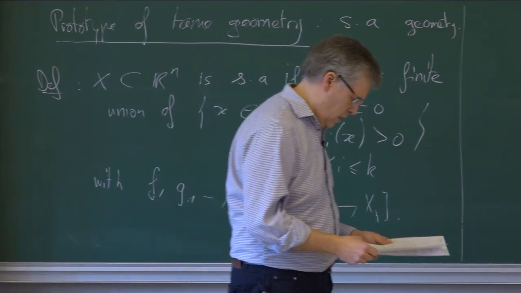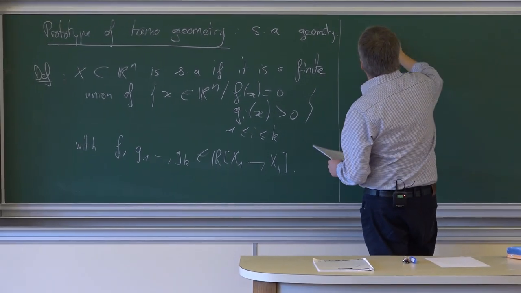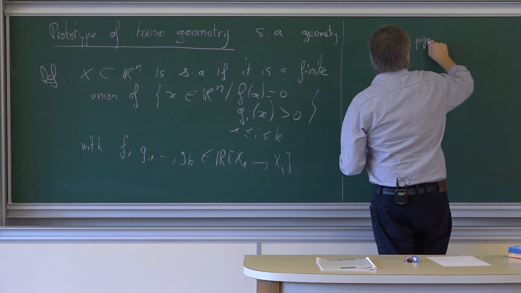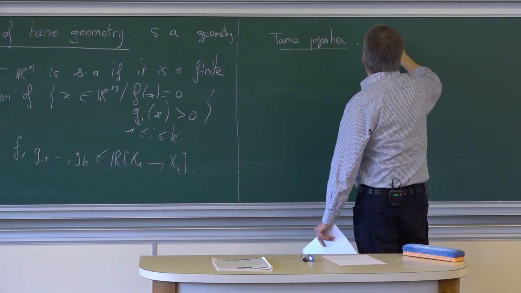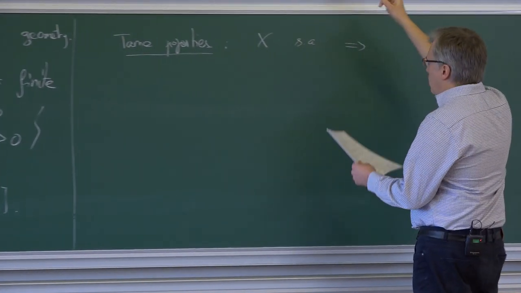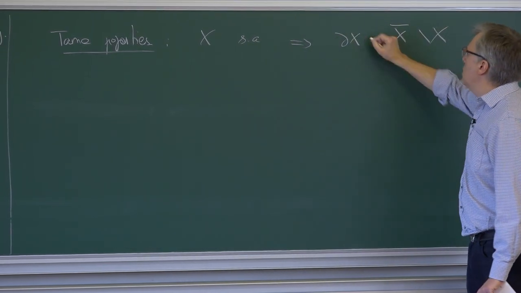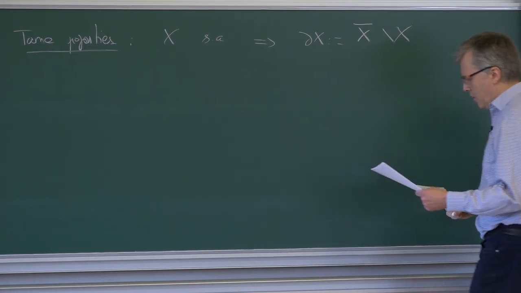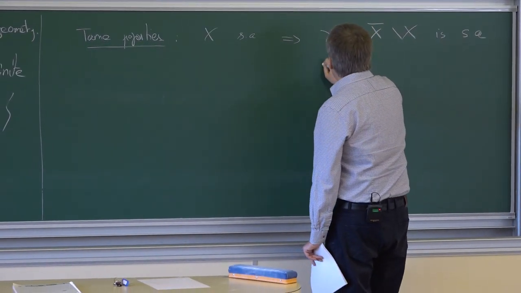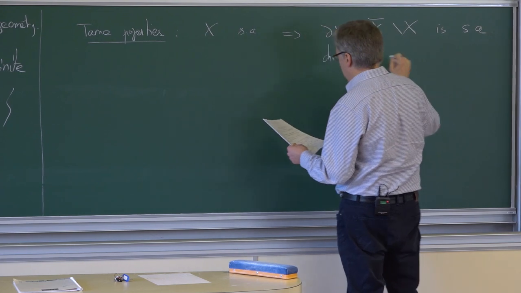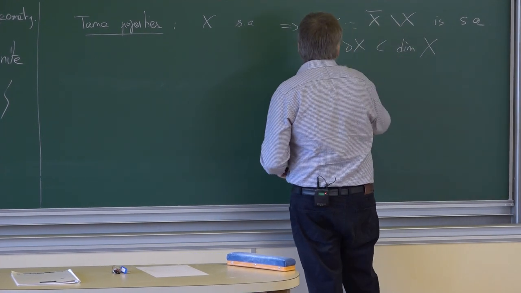Okay. And so why is that considered as being a good category? Well, what are the tame properties of semi-algebraic sets? Well, if X is semi-algebraic, then you don't have this kind of pathologies in the sense that if you just define the boundary this way, X bar minus X, then this is still semi-algebraic. The dimension, well, of course, I should define precisely the dimension, but here this is very intuitive again, is strictly smaller. The number of connected components.